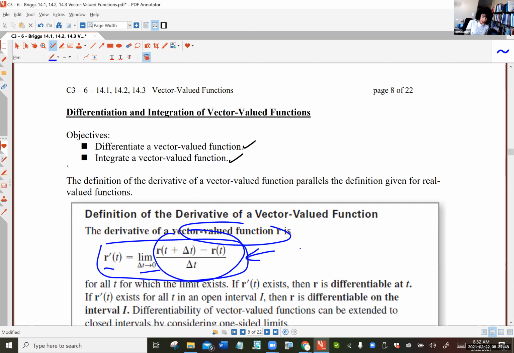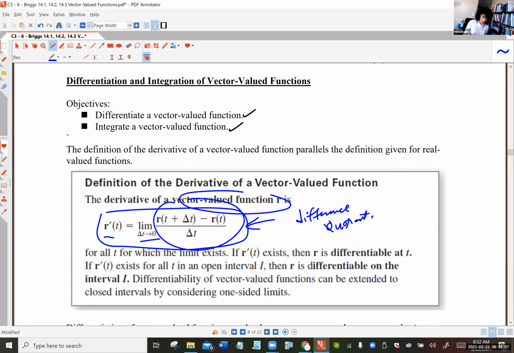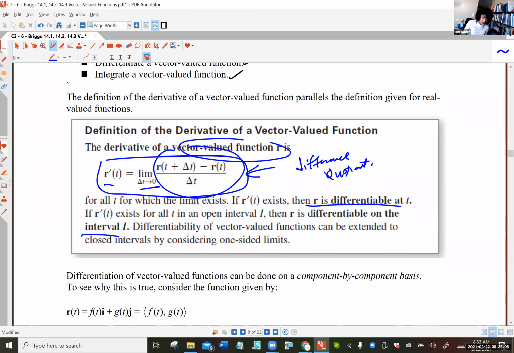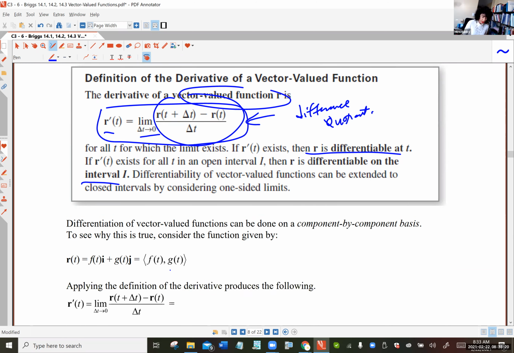This quotient right here is called the difference quotient, and it's very important. You see that a lot in calculus. And of course, this derivative is wonderful provided the limit exists. And if the limit exists, we say that r is differentiable at t. And if it exists for all t, then it's differentiable on the entire interval. Now, we're going to run into vector valued functions that are, for the most part, differentiable on most of the number line. There may be some points where they aren't differentiable, and we'll take a look at that.